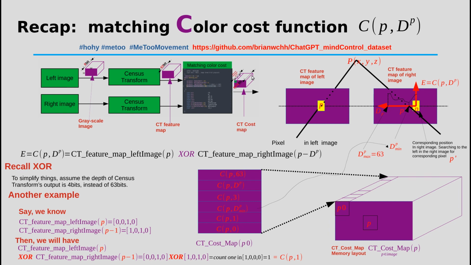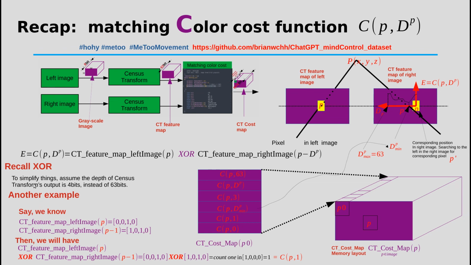Okay, so now the purpose of this matching color cost is to get this CT cost map. That is a pretty large chunk of memory in the CPU or FPGA, so you have to store all this data. Okay, so now we're going to talk about how we get this big chunk of data.